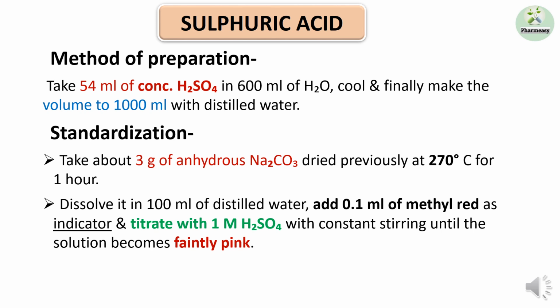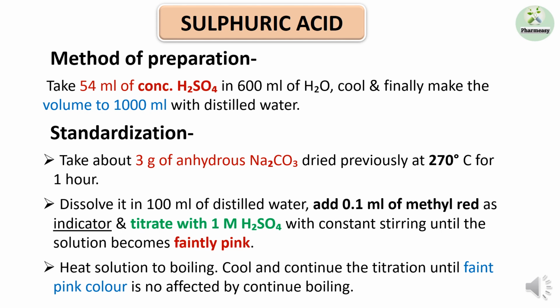Dissolve it in 100 milliliters of distilled water, then add 0.1 milliliter of methyl red as indicator and titrate with 1 molar sulfuric acid with constant stirring until the solution becomes faintly pink. Heat solution to boiling, cool and continue the titration until the faint pink color is not affected by continued boiling.